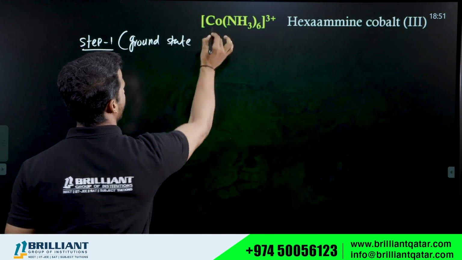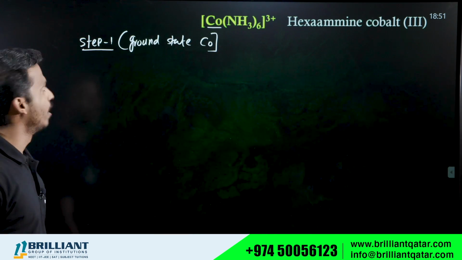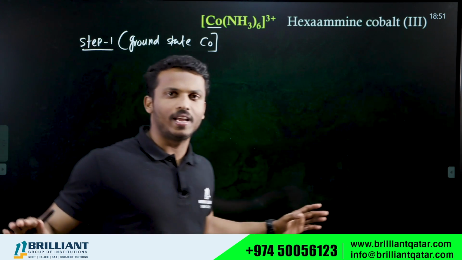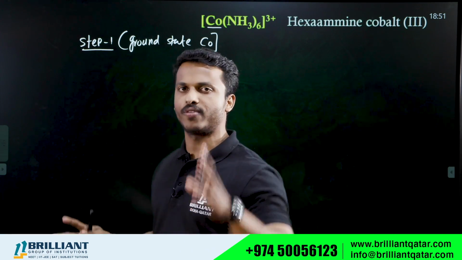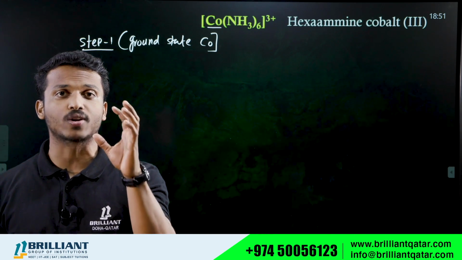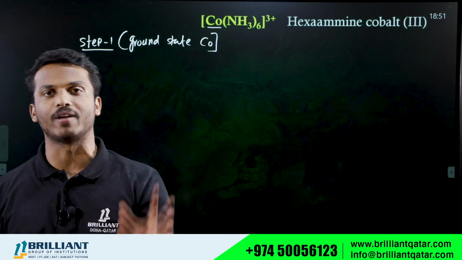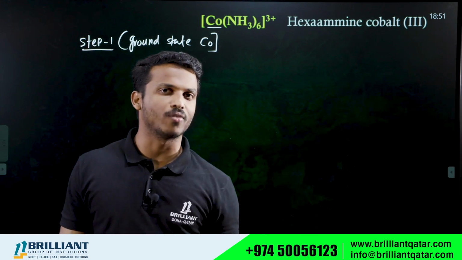electronic configuration of the metal atom cobalt. Here the metal atom is cobalt, right? In every application of VB theory, when you are applying VB theory, step number 1 is to write the ground state electronic configuration of the metal given in the complex. Here the metal is cobalt. What is the electronic configuration, dear student?